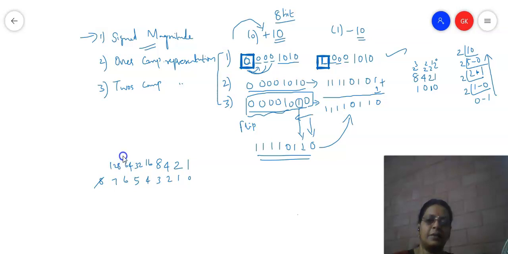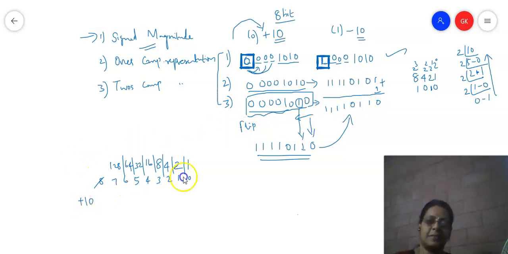So in the weighted method, this is going to be the weight which you are going to allocate for each bit position. If it is a positive number, you will just write the 1 in each of these locations. For negative numbers, or for 2's complement representation, how will you represent minus 10? Okay, let us represent plus 10 here.